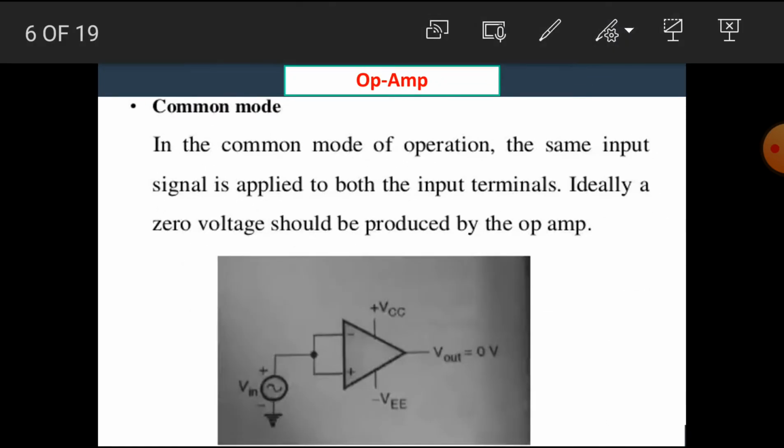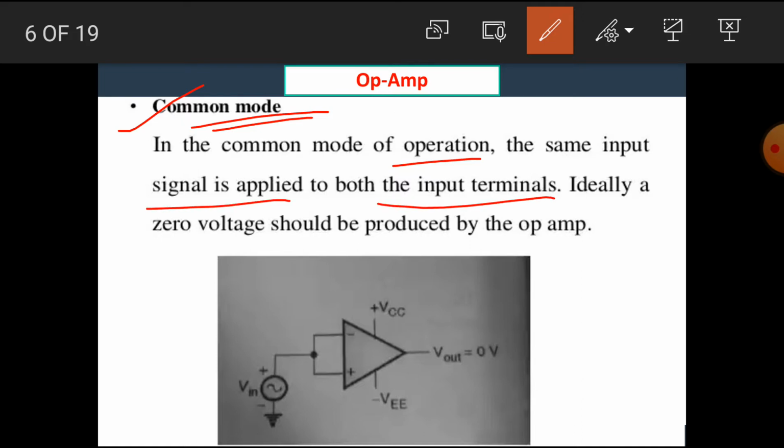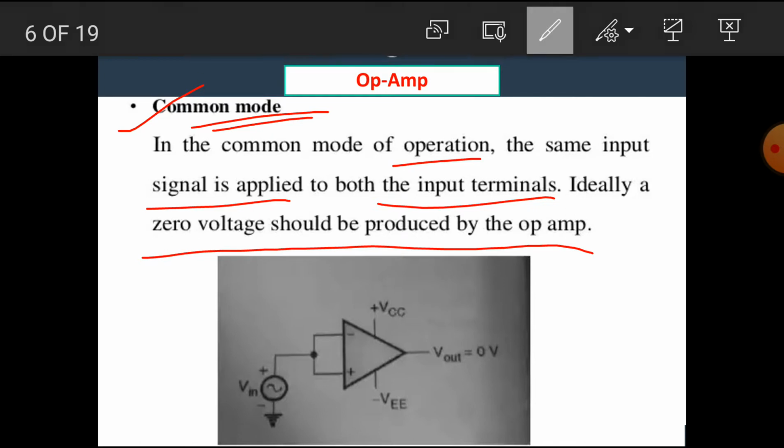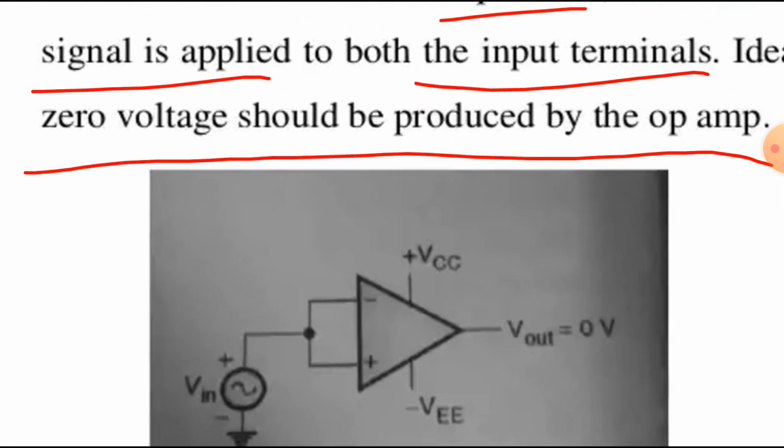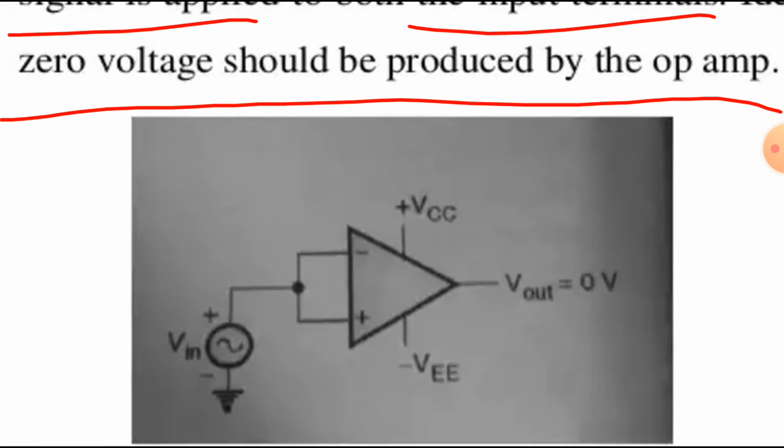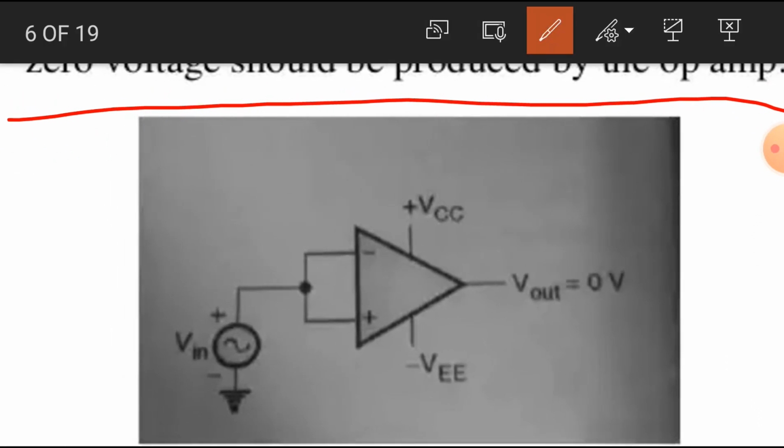Okay, then the third one is the common mode. In this common mode operation, the same input signal is applied to both the input terminals. Ideally, a zero voltage should be produced by the op-amp. Here, this is the configuration of the common mode signal. If we see the diagram, then we can see that both the inverting and the non-inverting terminals are connected together and the input signal is given to it.